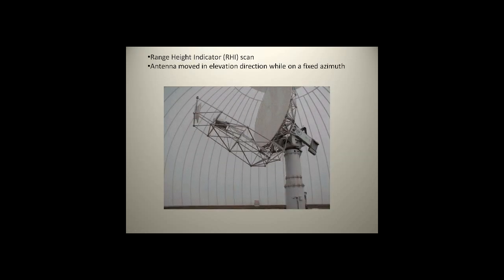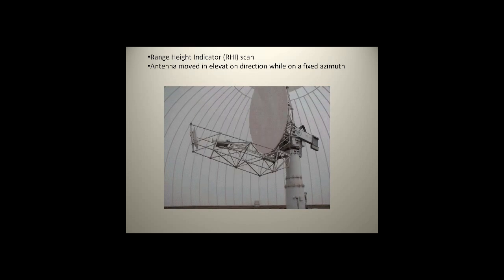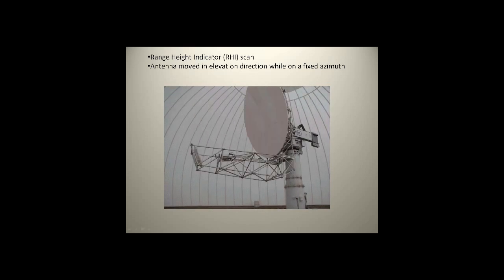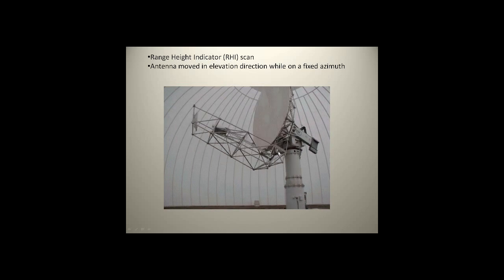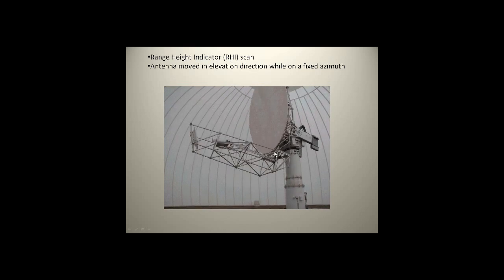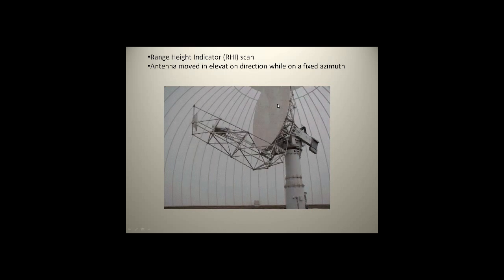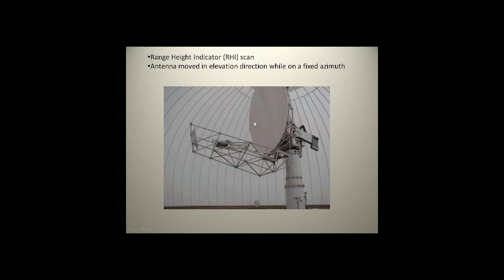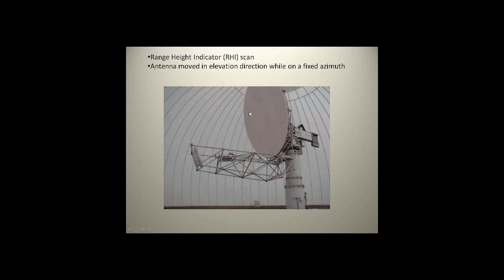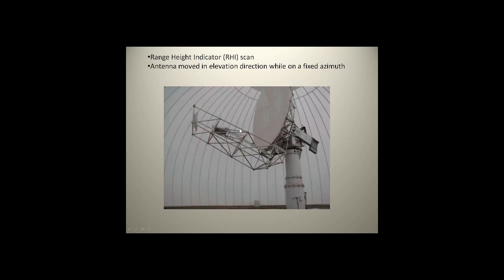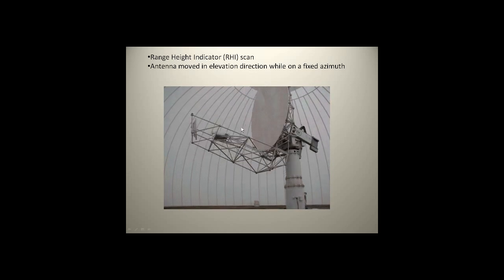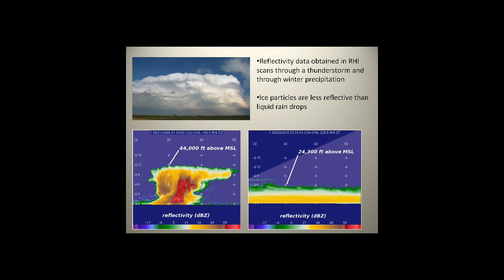We can also collect data with our radar, and many of them, although not the Weather Service, do what we call range height indicator scans. This is where we stop the antenna at a particular point around the compass and change the elevation angle. So we're moving the beam that the antenna is focusing and sending out, so it samples a vertical slice of the atmosphere, and that gives us useful presentations like these.